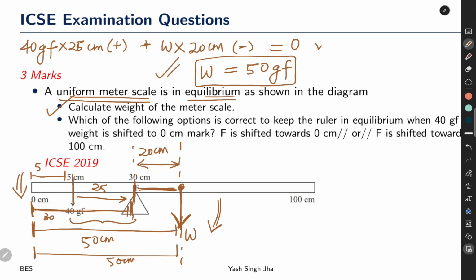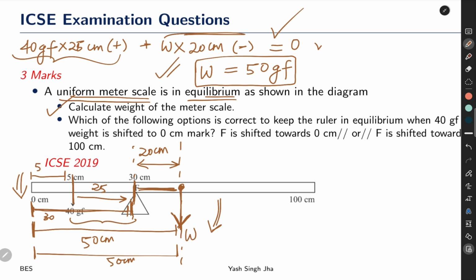Quite a simple calculation. We are using the principle of moments, right? What does the principle of moments say? The sum of anti-clockwise moments is the sum of clockwise moments, or equilibrium means the sum of all the torques should be 0.